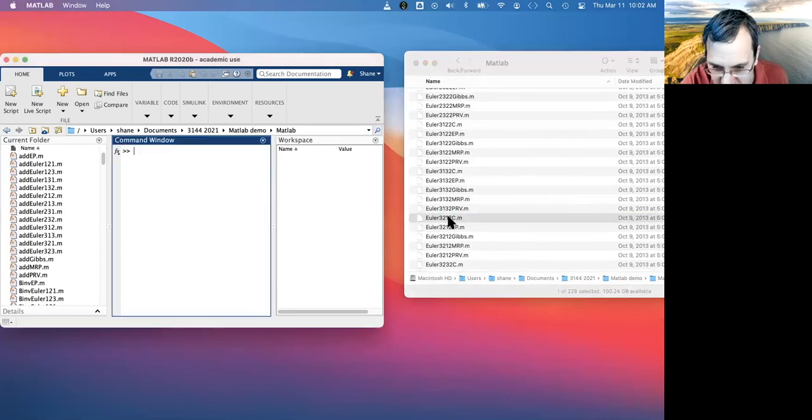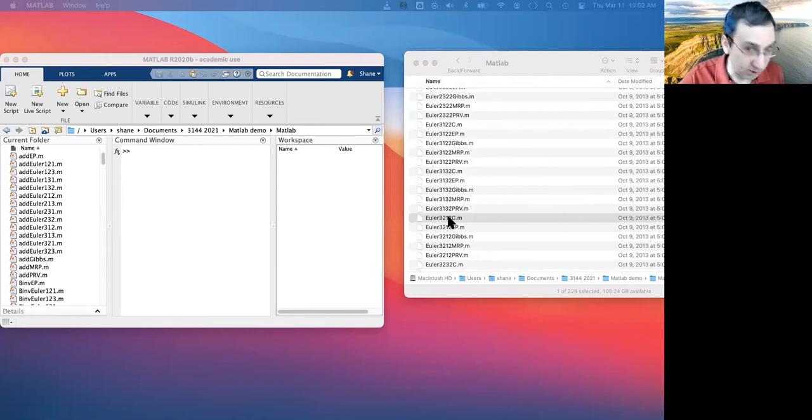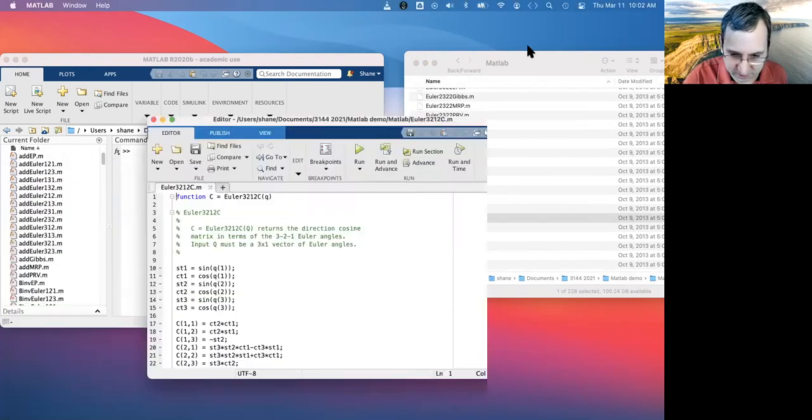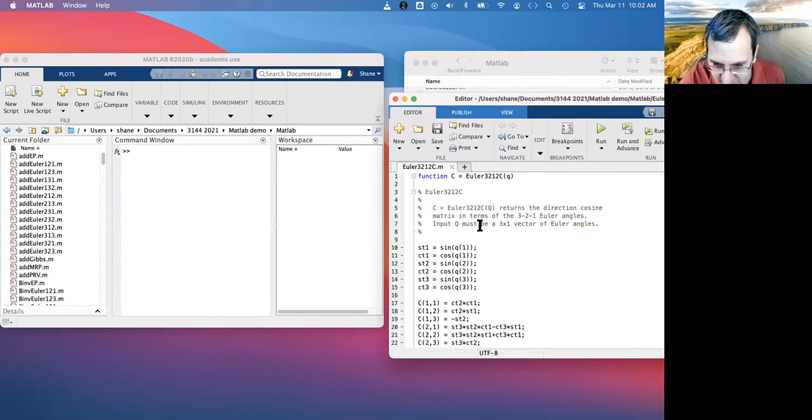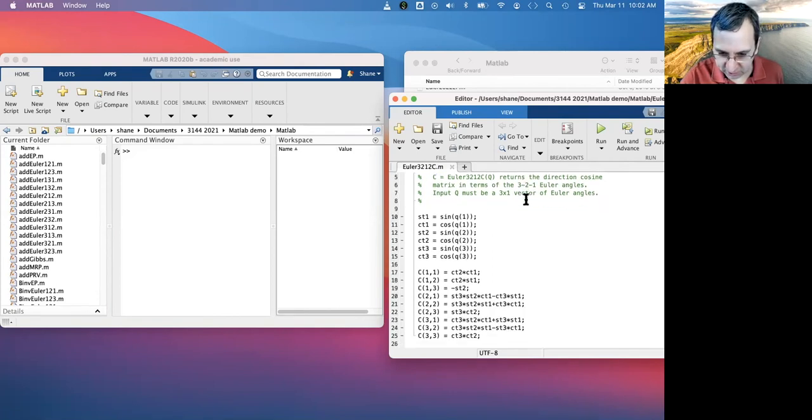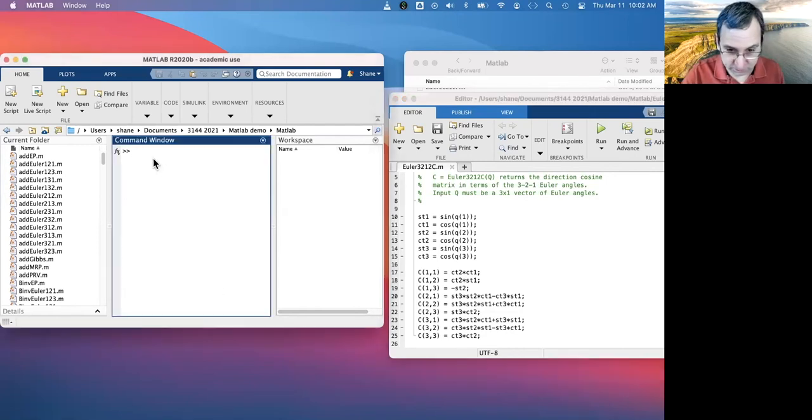And I think if I fire that up, it'll load it into MATLAB. It's in some other screen, but here you can see what it does. It takes in Q, which is an input vector of Euler angles. It doesn't say it here, but they must be in radians. And then it's just calculating the components of the C matrix, just like I wrote in those lecture notes.